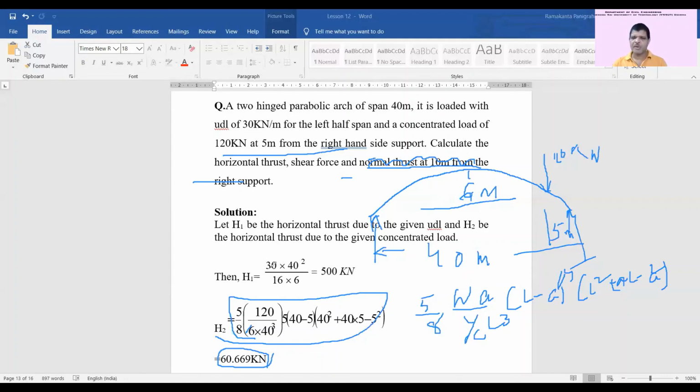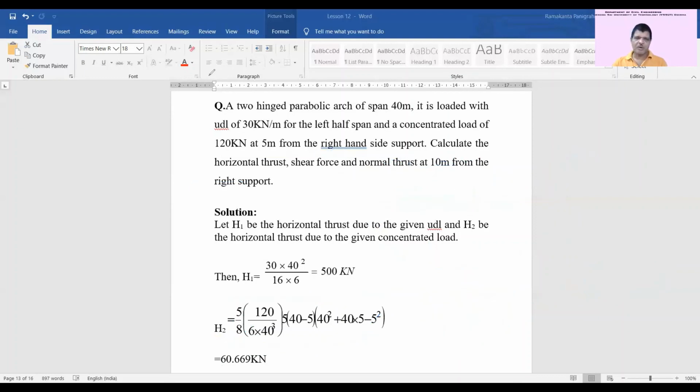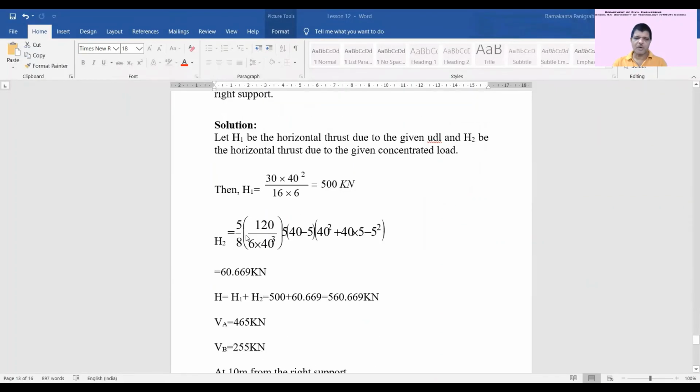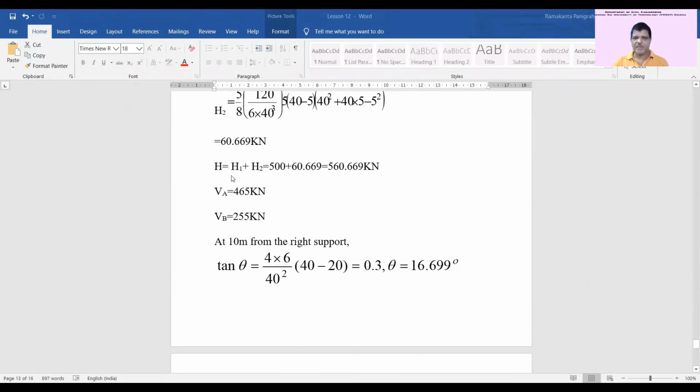So the half load will be half of 16, and by putting that in, you will find 500 kilonewton. If you add both these loads, that will give the total value of the horizontal thrust for this loading. So the value of H is equal to H1 plus H2, which comes out to be 500 plus 60.669, that is 560.69 kilonewton. And if you calculate the VA and VB, again I'm going to calculate VA and VB.